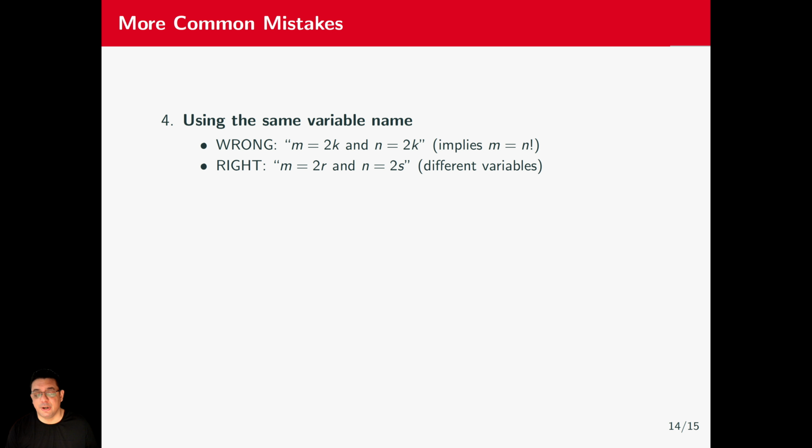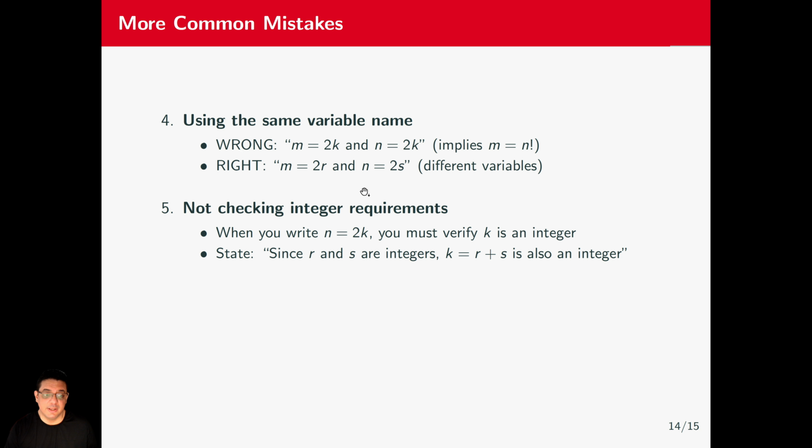You gotta be also careful when you're using different numbers that you don't use the same variable. So for example, if we're using m equals 2k and n equals 2k, that will mean that they're the same number, because m equals n, both of them being 2k, will imply that. The right way to do it for different numbers is you gotta use different letters. So m is going to be 2r, n is going to be 2s: different letters for different numbers.